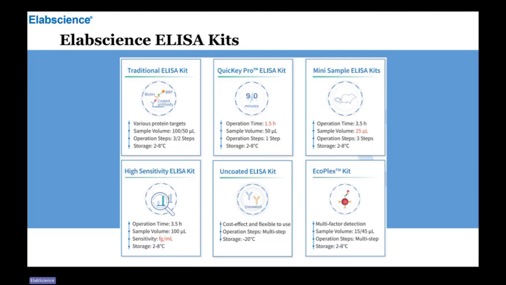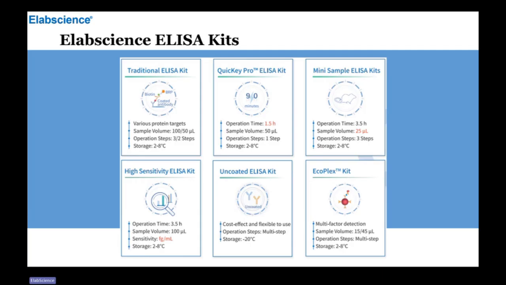Traditional ELISA is the traditional method, and you will find many different protein targets in this product line. The sample volume required is 100 microliter per well for the sandwich ELISA and 50 microliter per well for the competitive ELISA. It has 3 steps for the sandwich method and 2 steps for the competitive method.